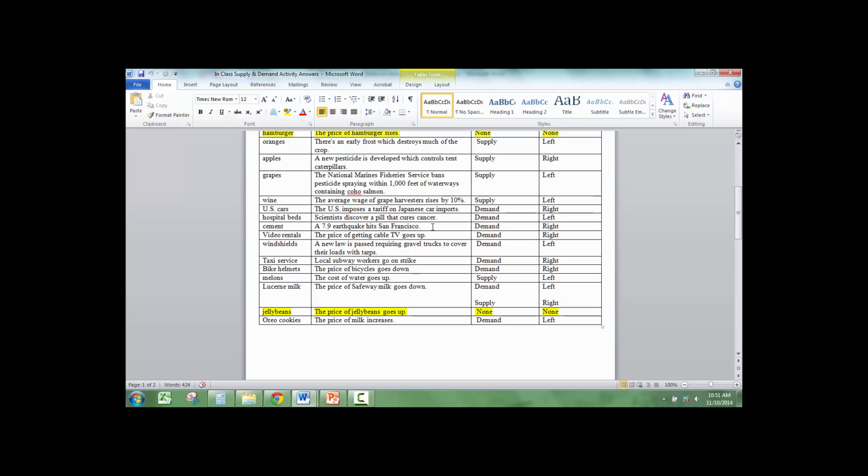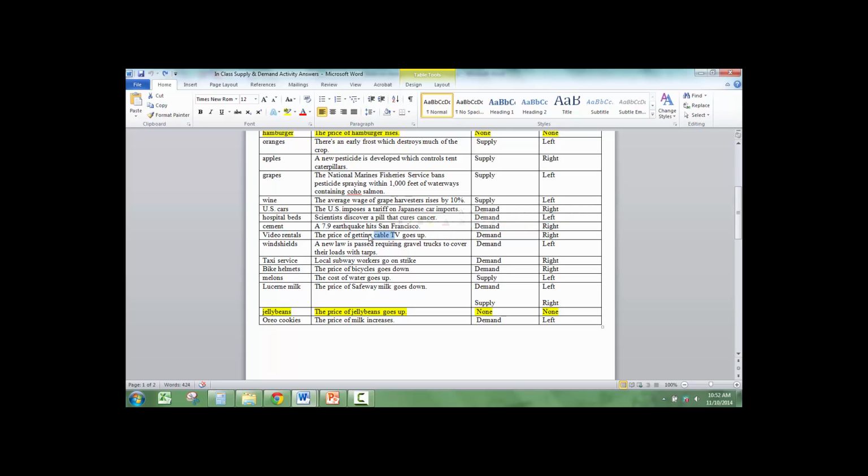If scientists discover a pill that cures cancer, then demand for hospital beds, right here, would go left. We would decrease demand because technically you wouldn't need a hospital bed if you can just take a pill and it will cure cancer. Let's say a 7.9 earthquake hits San Francisco. Well, in order to rebuild, there would probably be an increase in demand for cement.